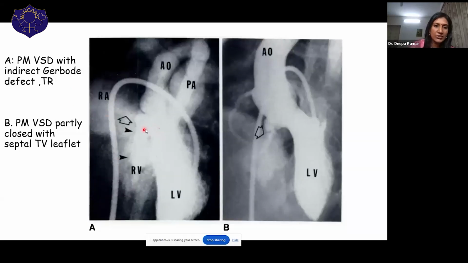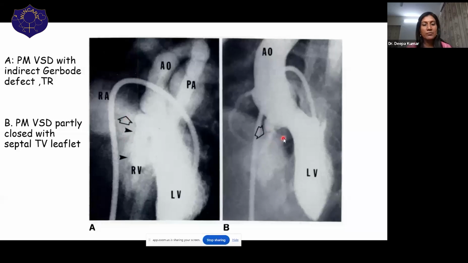This is another VSD. You see that the direction of the jet is going down, and you see that the right atrium is filling with the dye. That means that this is an indirect Gerbode defect. The TR is probably the VSD jet going through the defect into the right atrium.